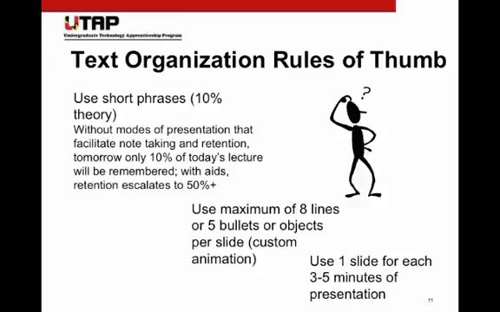So effective text organization would include such things as using a maximum of 8 lines or 5 bullets or objects per slide, and the use of custom animation to introduce a bullet or object at a time, and the use of one slide for each 3 to 5 minutes of presentation. Now these are guidelines, and there may be times when more or fewer slides are required.